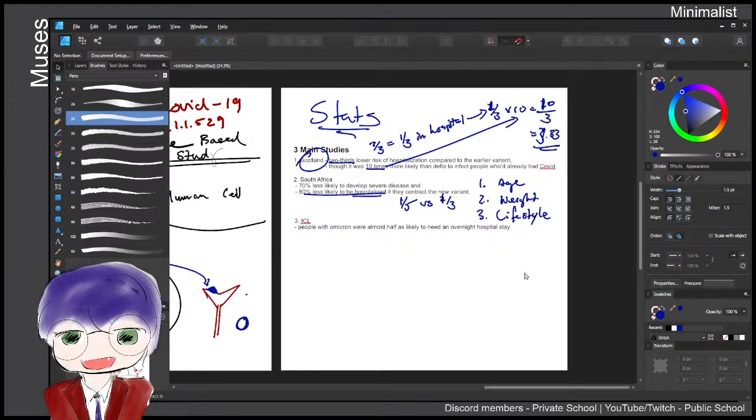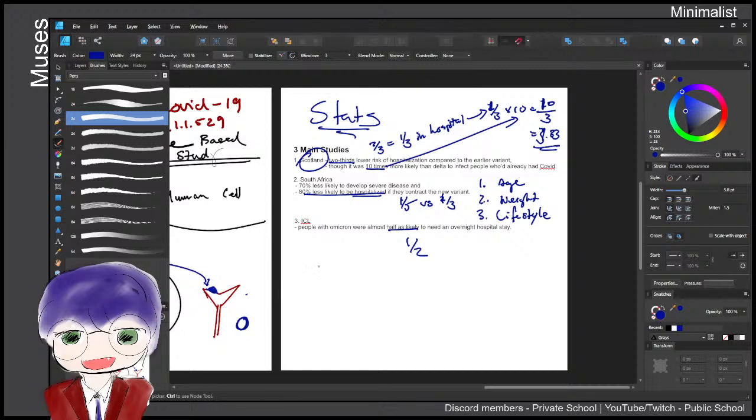We're almost half as likely to need an overnight hospital stay, and so what that means is 50%, right? Like there is one half, right? So again, this is working with a slightly larger data set, and so you are going to get a higher variation, a higher standard deviation in this data, but it takes in a lot more considerations.